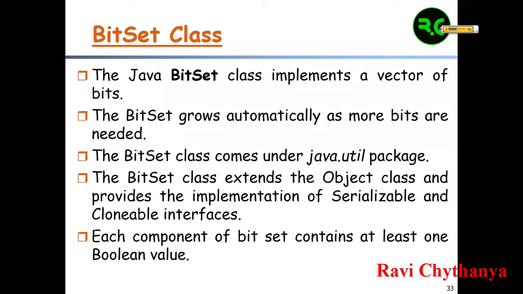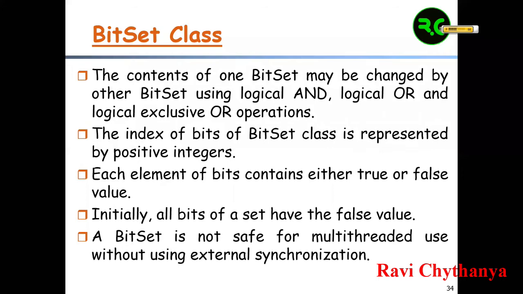Each component of BitSet contains at least one boolean value. Everything is 0 and 1. It is going to have a bit. The contents of one BitSet may be changed by other BitSets using logical AND, OR and exclusive OR operations. So the BitSets can be logically ANDed and we can perform the logical exclusive OR operations on the BitSets.